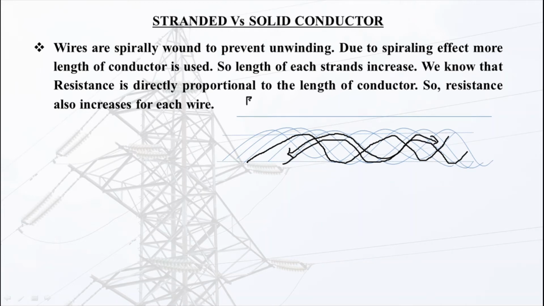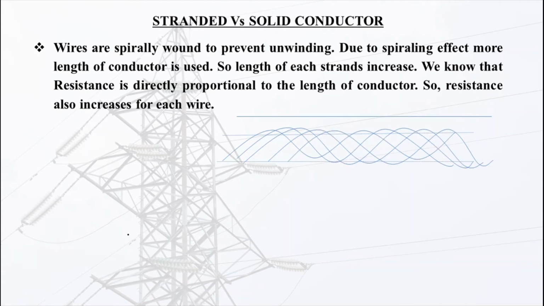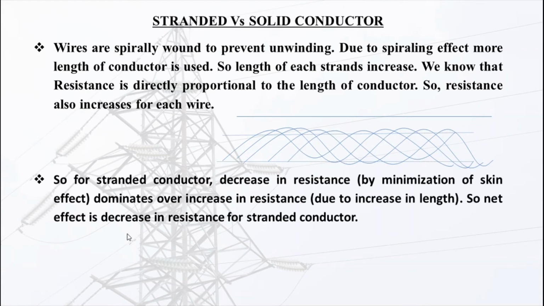See this figure. We can clearly see that due to the spiraling effect, the length of each strand is more than this straight conductor. If this conductor was straight, then it would have lesser length. Now here you can ask a question: we use stranded conductor to decrease skin effect, but decreasing skin effect means decreasing AC resistance. So in a stranded conductor, on one hand we are decreasing the AC resistance, but on the other side it results in an increase in resistance due to spiraling. Then how is it advantageous?